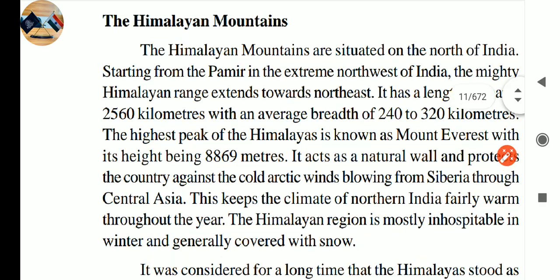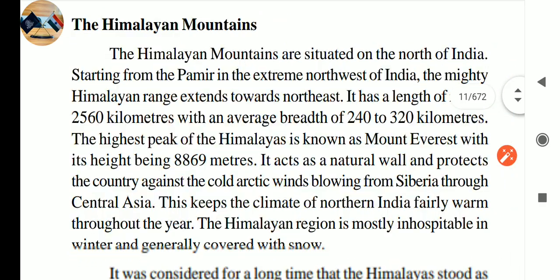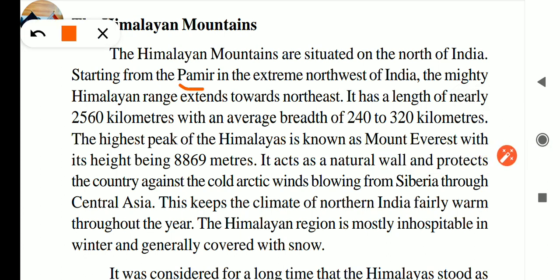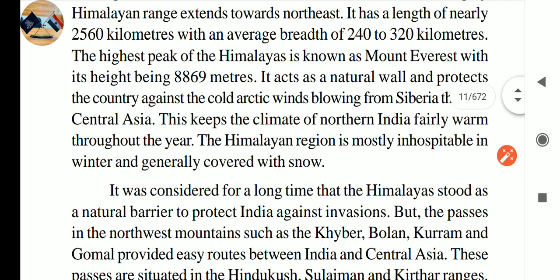See here also they are given: the Himalayan mountains are situated in the north of India, as we saw in that map. It starts from Pamir, in the extreme northwest of India. The mighty Himalayan range extends towards the northeast. It has a length of nearly 2,560 kilometers with an average breadth of 240 to 320 kilometers. The highest peak of the Himalayas is known as Mount Everest. In the world also the highest mountain is Mount Everest. It is situated in Nepal, with a height of approximately 8,869 meters.